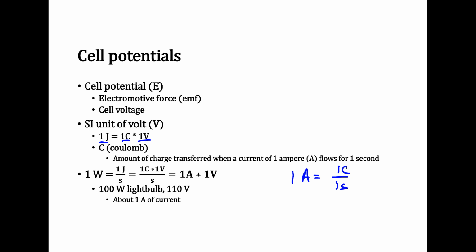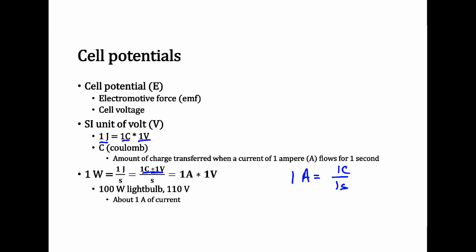To give you some idea of this, we could relate joules to watts. That's power, and watts is energy per second. Whenever you're looking at traditional incandescent light bulbs, that's what we'd see, a 100-watt bulb, a 60-watt bulb. And this is related to coulombs times volts here. So a watt is equal to an amp times a volt. And a 100-watt light bulb is about 110 volts, which is about 1 amp of current.